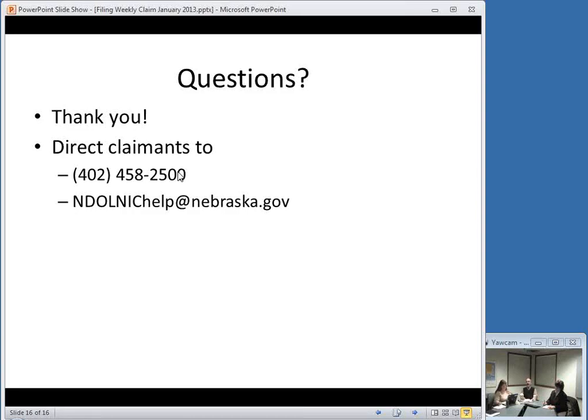I'm not sure that I understand that. The work search log. I don't know. I'll address it the way I think it's intended. The work search log covers the prior week that the claimant is filing a claim for. So on Sunday, you're going to file a claim for the previous week that just completed, Sunday through Saturday.